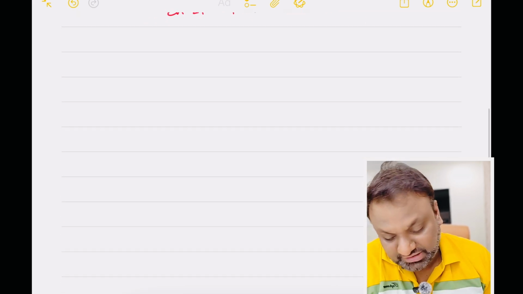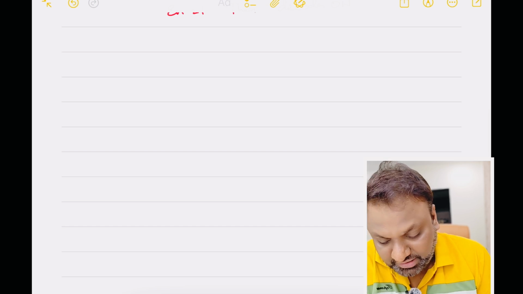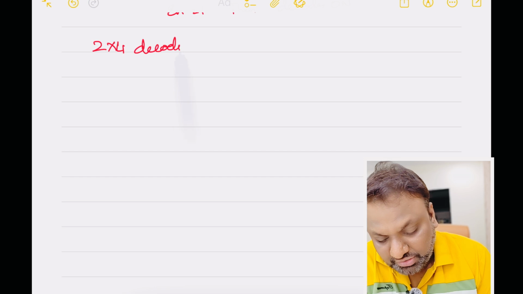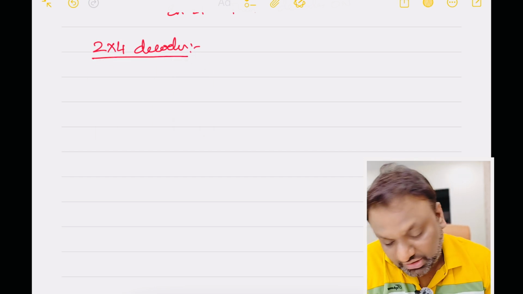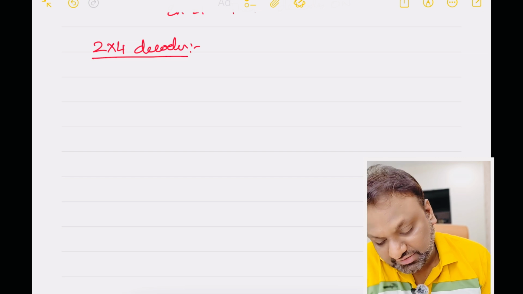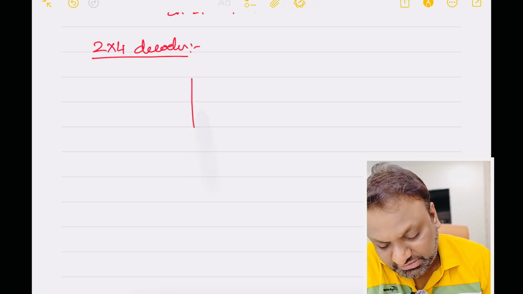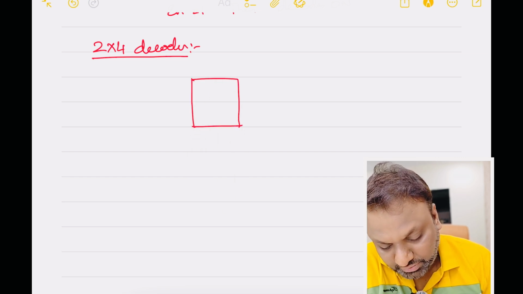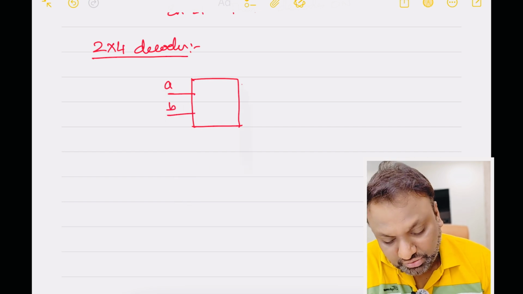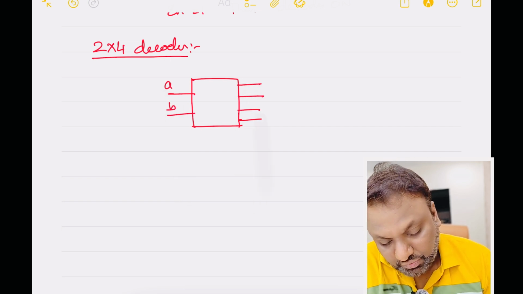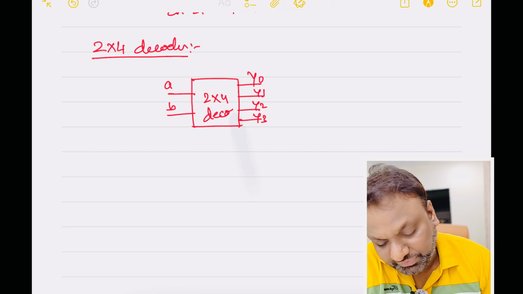So what are the types of decoder? You have a 2 to 4 decoder, 3 to 8 decoder, 4 to 16 decoder and so on. First of all, let us start with a 2 to 4 decoder. That means 2 inputs, let us take A and B as the inputs, and 4 outputs, y0, y1, y2 and y3.